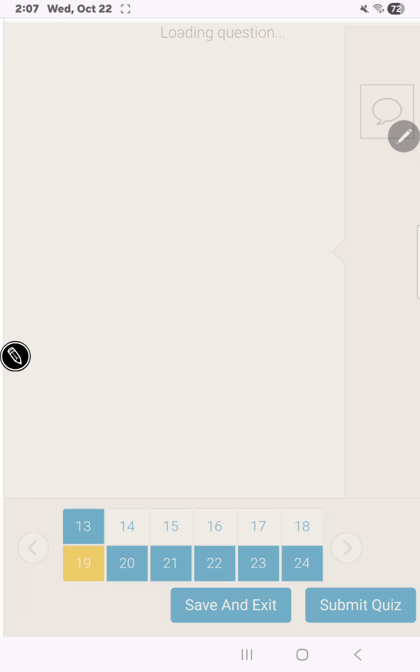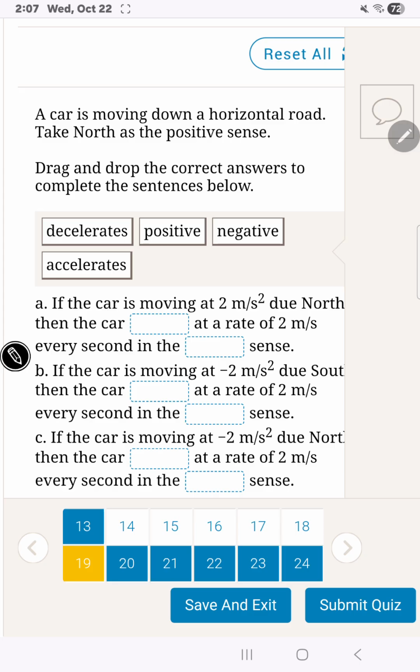Number 19 now. A car is moving down a horizontal road. Take north as the positive sense. Drag and drop the correct answers to complete the sentences below.